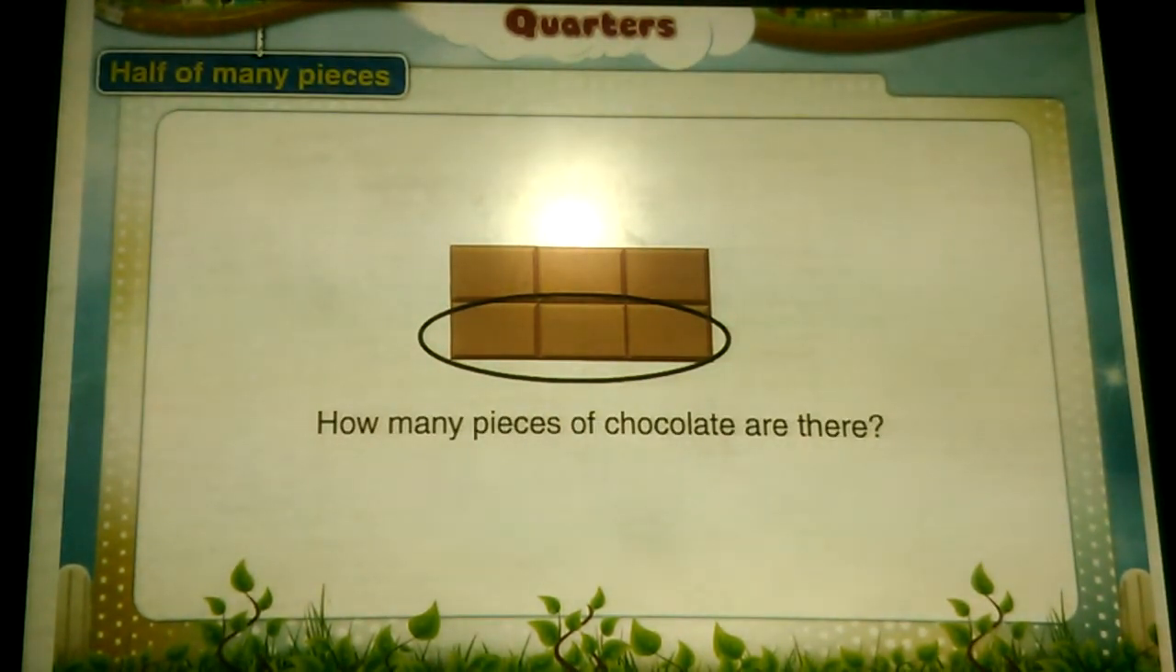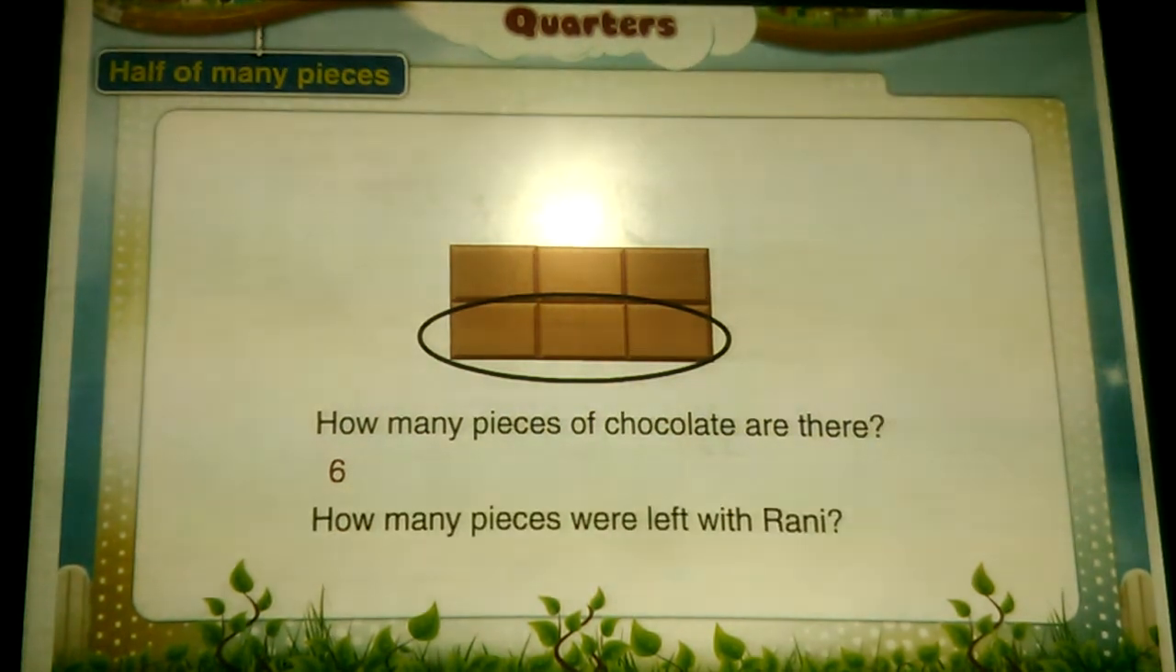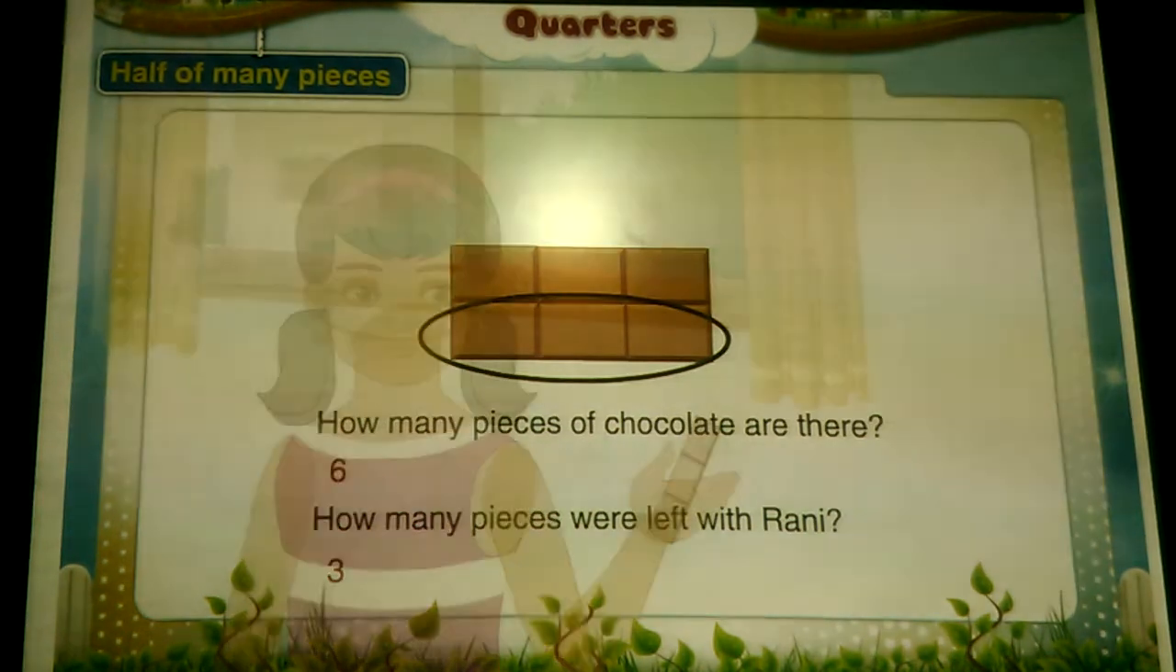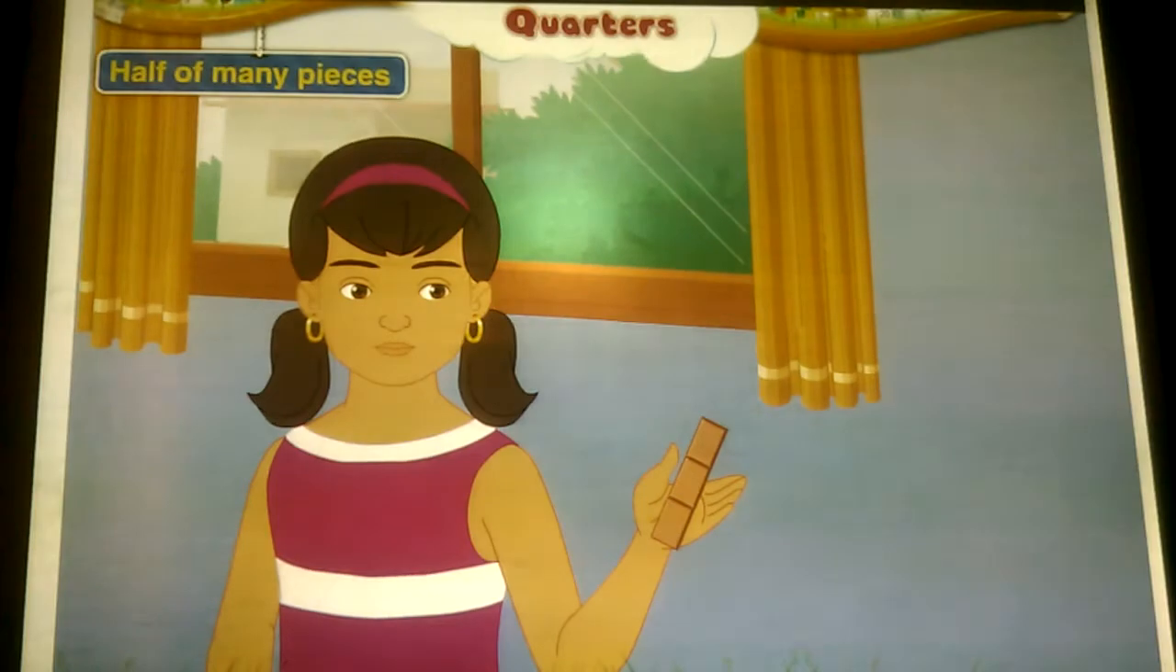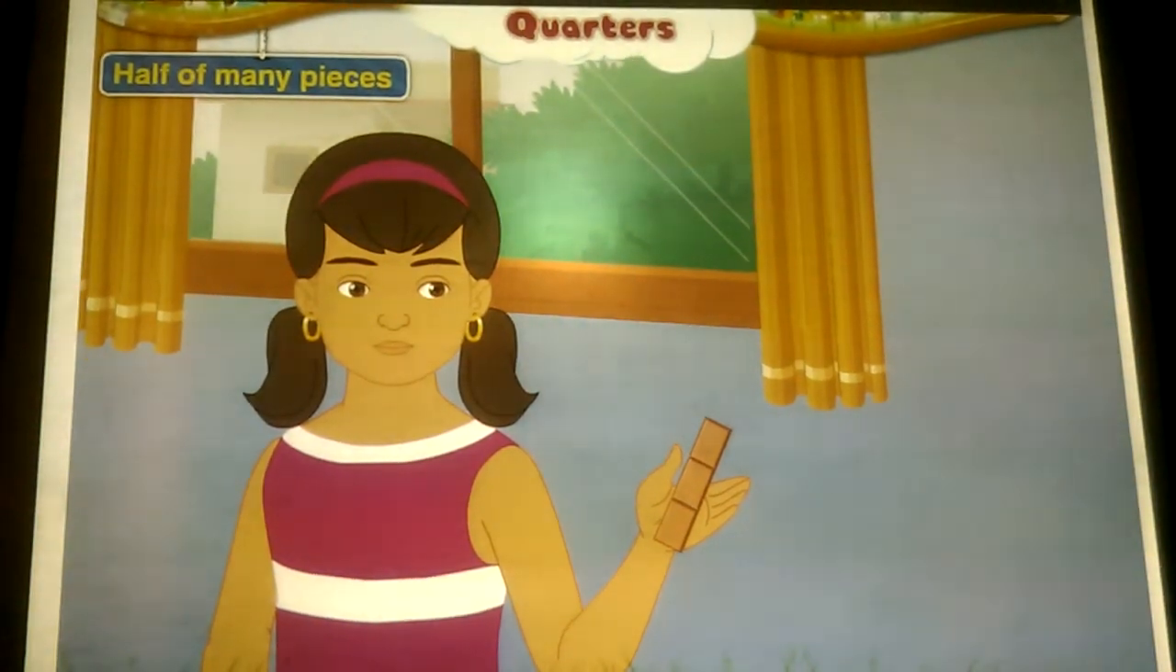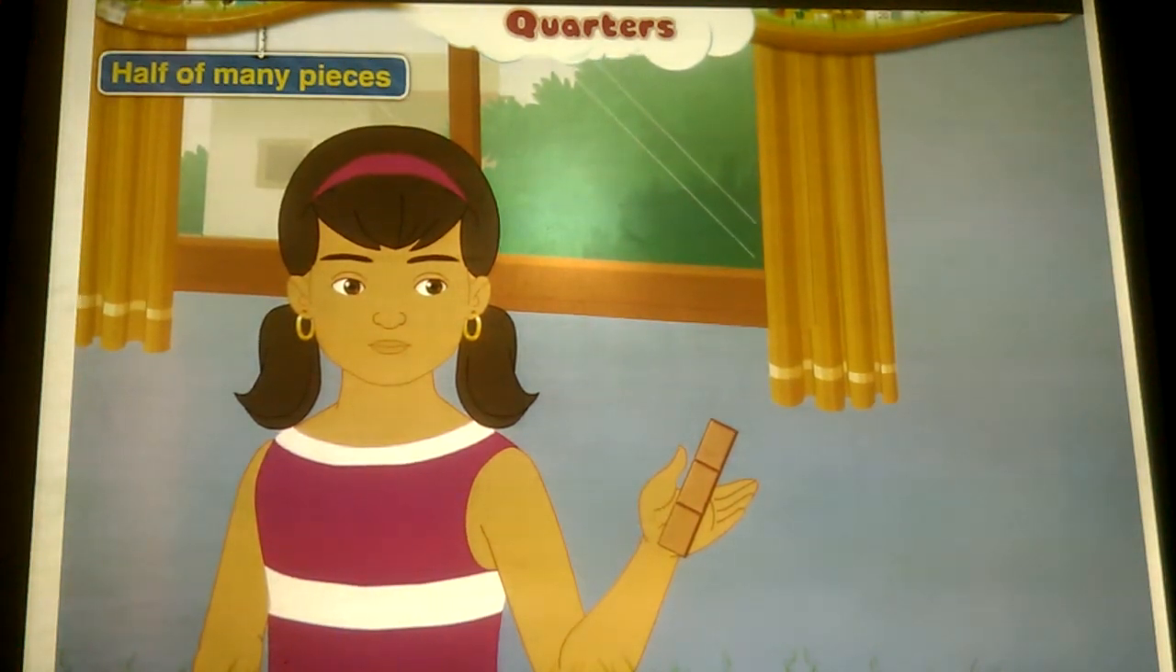How many pieces of chocolate are there? 6. How many pieces were left with Rani? 3. Rani says, "Ha! Half a chocolate is as tasty as a whole chocolate."